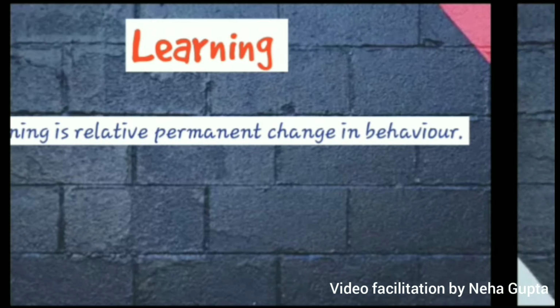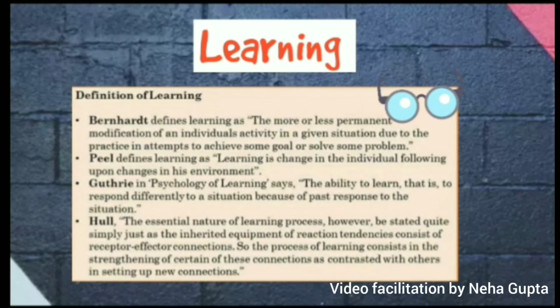A change which is relatively permanent in nature is called learning. Or you can say learning is a change which is neither permanent nor temporary. It lies somewhere between temporary and permanent. Why? Because the door of modification is always open in this process. It is not static or fixed, rather it is a dynamic process. Learning process involves many changes or modifications.